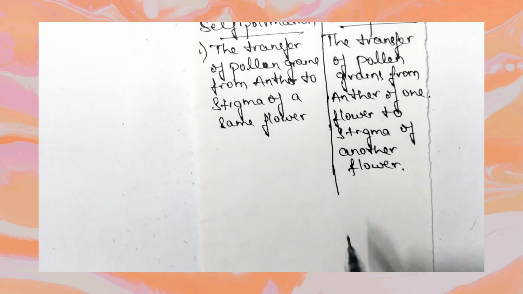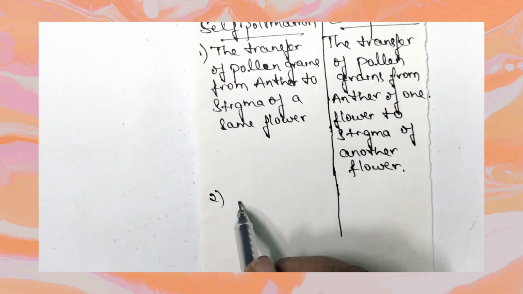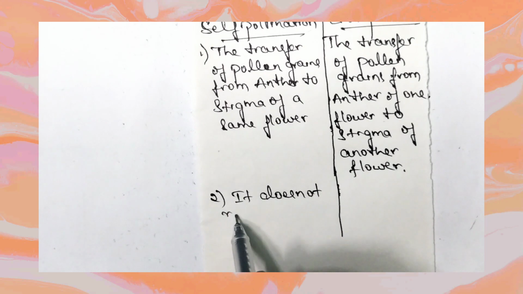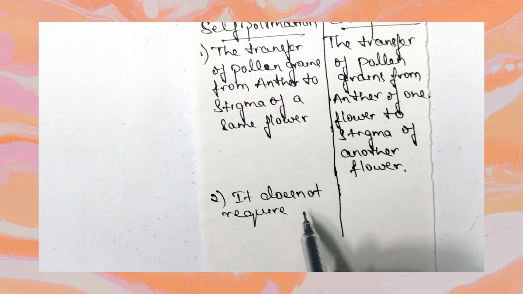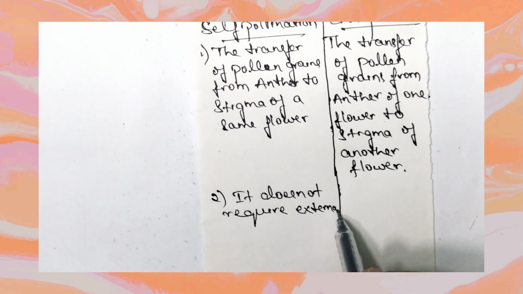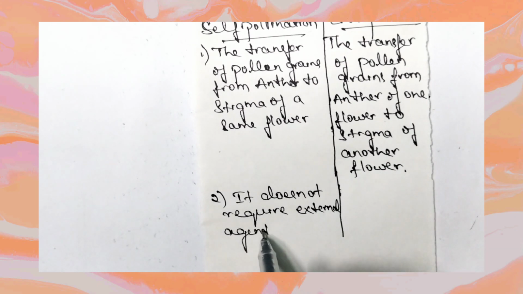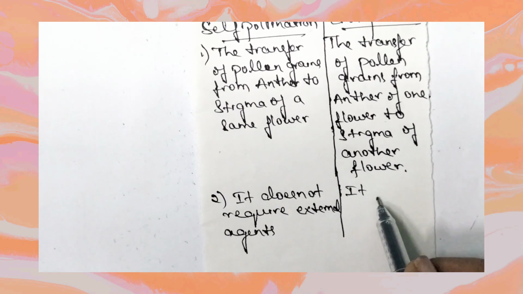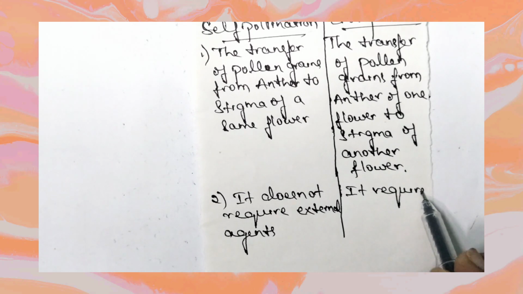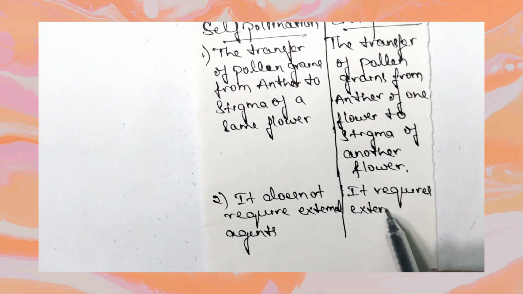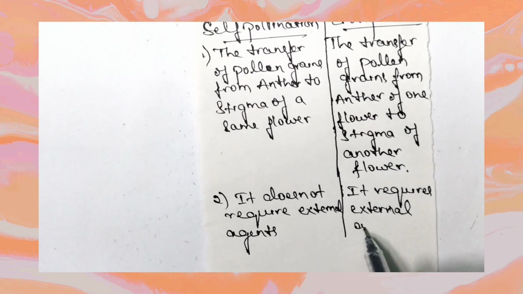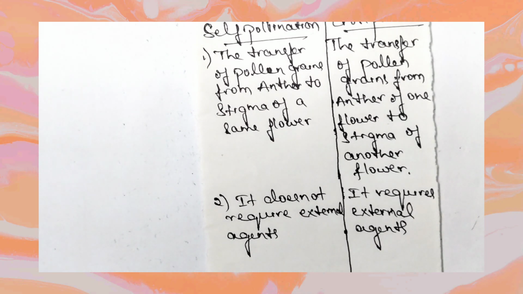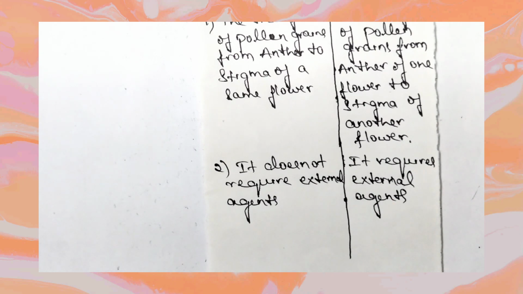Then coming to the second difference, self-pollination does not require external agency or external agents like water, air. But cross pollination requires external agents. So that is the second difference between self pollination and cross pollination.